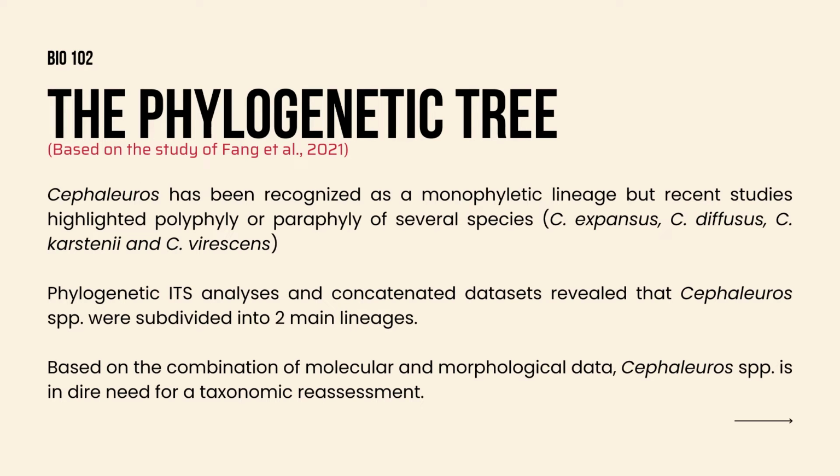So, Cephaleuros has been recognized as a monophyletic lineage, but recent studies have highlighted the polyphyly or paraphyly of several species such as C. expansus, C. diffusus, C. karstenii, and C. virescens. Phylogenetic ITS analysis and concatenated datasets revealed that the Cephaleuros species were subdivided into two main lineages. The lineages, however, were not mentioned in the paper by Fang et al.